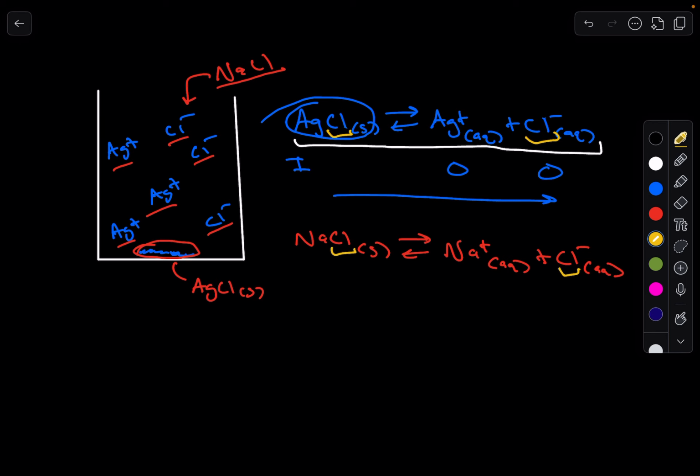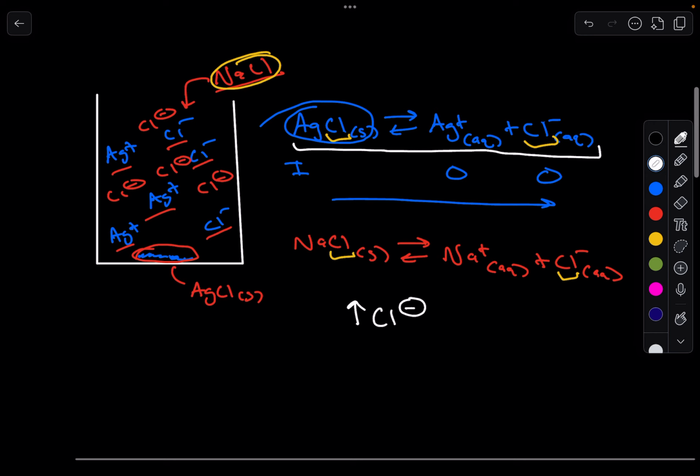So that means when we have this NaCl, it's going to now add more chloride ions in solution along with our already pre-existing ones from silver chloride. And what this is going to do is increase the concentration of chloride. And now we have more free-floating ions than the solution can actually handle. And this is where the common ion effect comes into play.